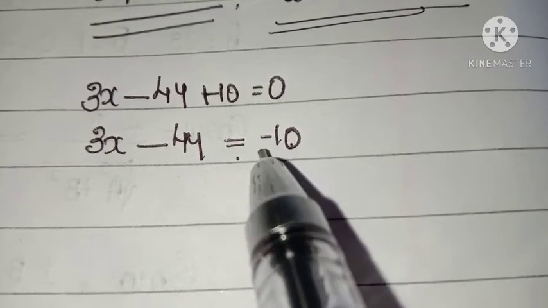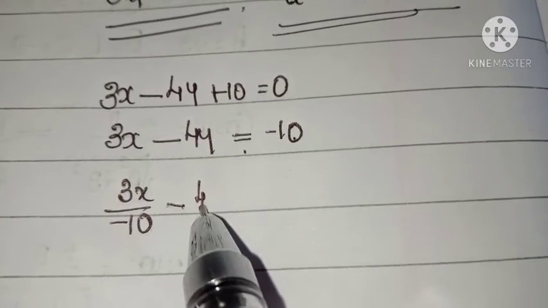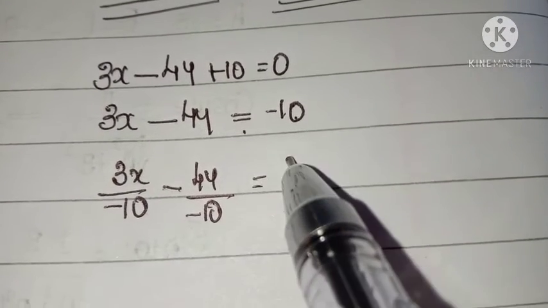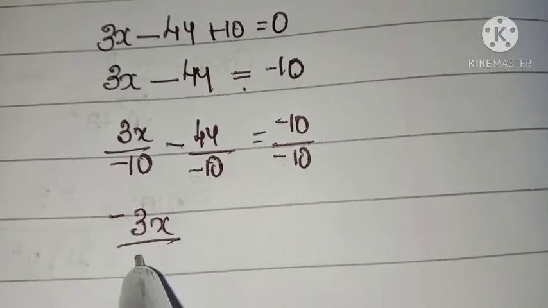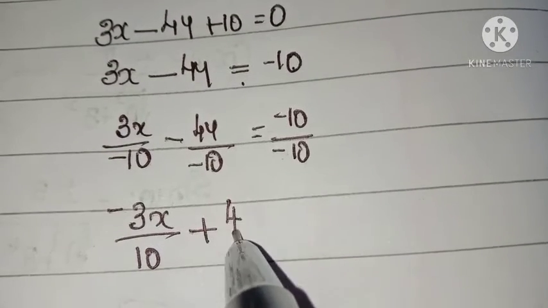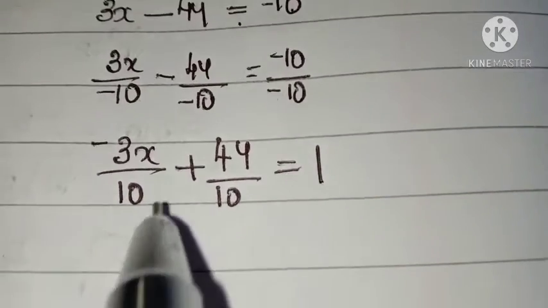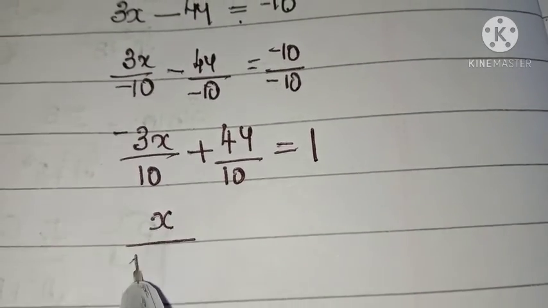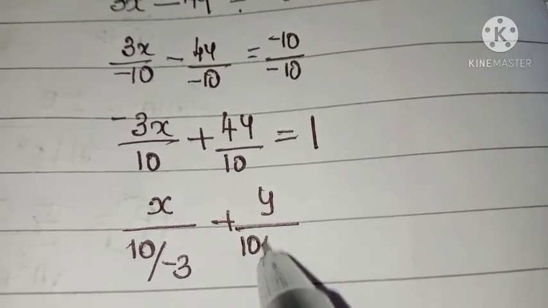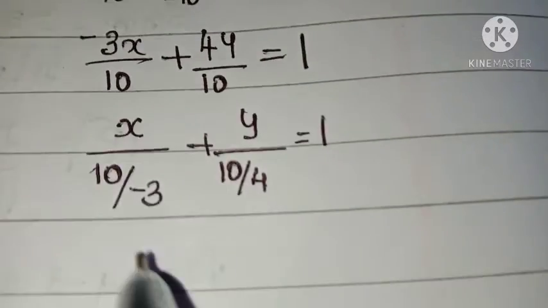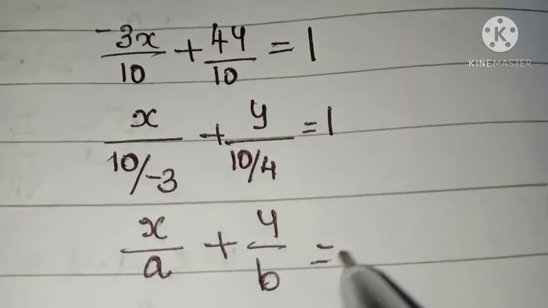So convert this minus 10 into 1. So throughout divide by minus 10. Then right side becomes 1, isn't it? Minus 10 by minus 10. So this is minus 3x by 10. This becomes plus 4y by 10 equal to 1. Again, this can be written as x by 10 by minus 3 plus y by 10 by 4 equal to 1. Now this equation is of the form x by a plus y by b equal to 1.